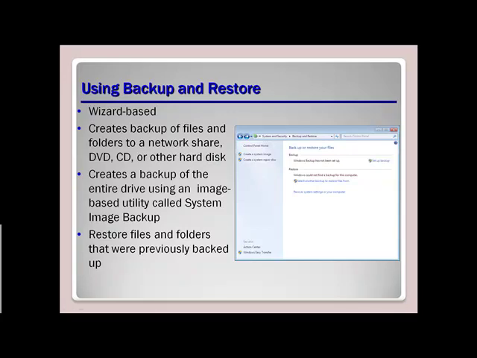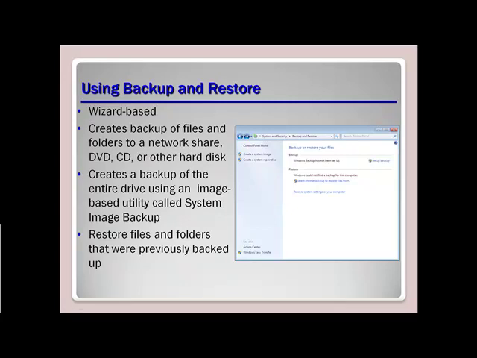Now, Backup and Restore creates a backup of files and folders to the network share, DVD, CD, or other hard disk. And all these options are available in all editions of Windows with the exception of network locations. In order to back up to a network location, you have to be running Windows 7 Professional, Enterprise, or Ultimate. Now, that being said, these methods do create a backup of the entire drive using an image-based utility called Image Backup if you so choose.